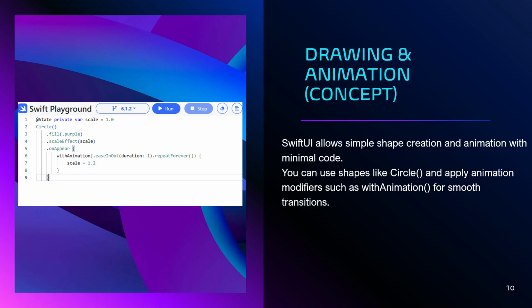Okay, drawing and animation. SwiftUI also supports shapes, gradients, and animations in a very simple way. You can use shapes like circles or rectangles and apply animation modifiers such as withAnimation. One of the examples I studied created a pulsing purple circle, kind of like a breathing animation. I love how SwiftUI lets you create expressive motion-based designs without needing any external animation software. It's all built right into the language.